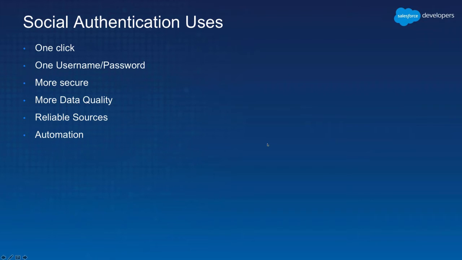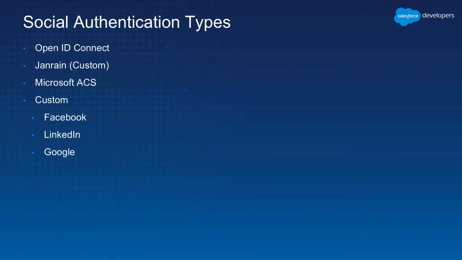Why is it important? Again, as I said, it's one click, one username and password, more secure. There is a lot more data quality, so you don't have duplicate users and duplicate contacts created. Reliable sources: Facebook is reliable, Google is reliable. And then the automation. We don't have to manually create users or provision users. It can be automated in such a way that for a portal user or a Salesforce internal user, if they have a social profile, we use that social profile to provision a user record in Salesforce and give them the right access or permissions.